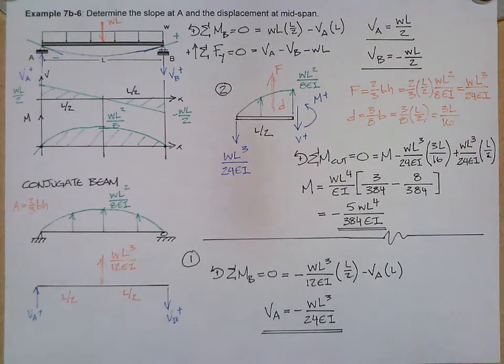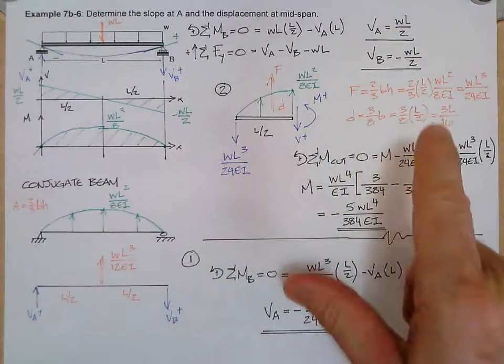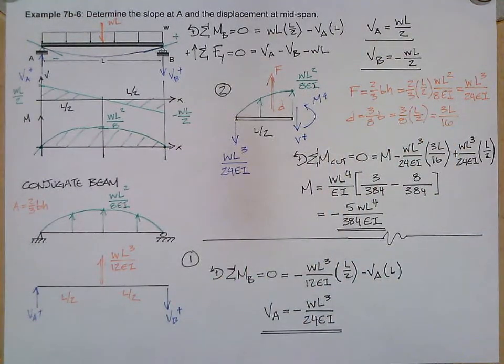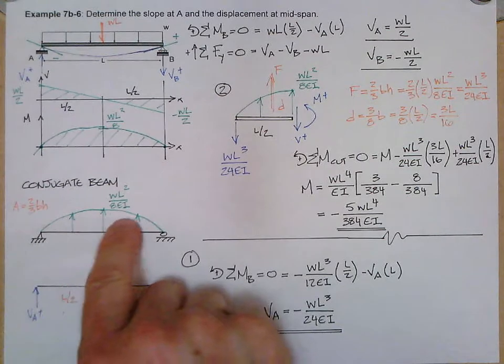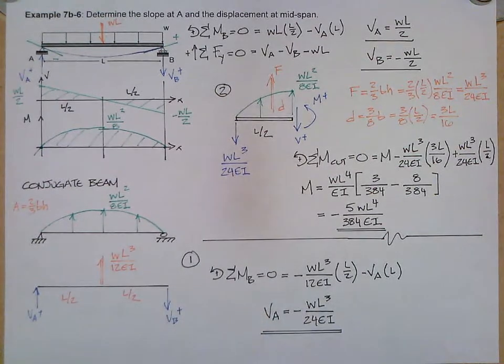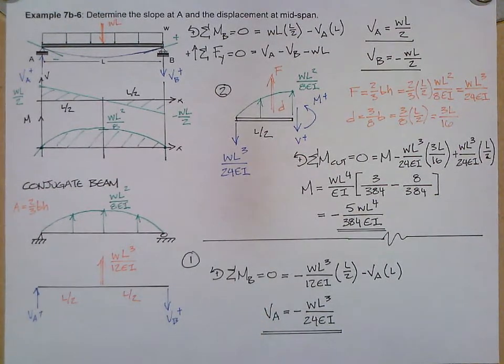So again, just to give you an idea of how the flow works, how conjugate beam can work. Very special case. The area under the moment diagram was an easy parabolic component, not a difficult one.